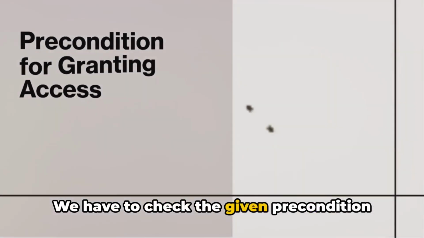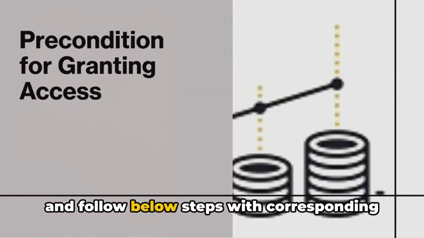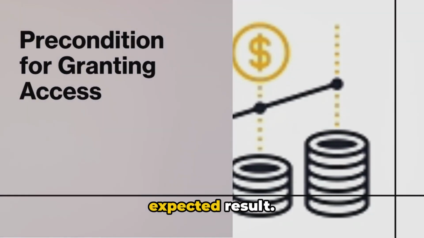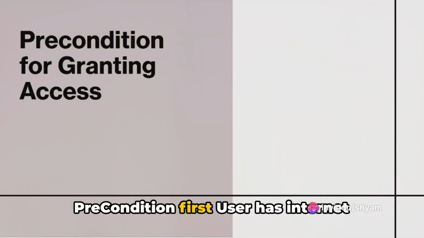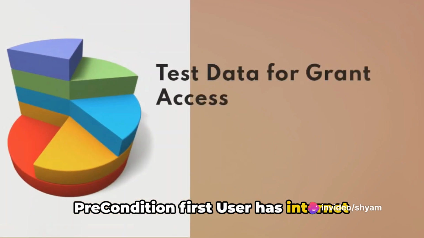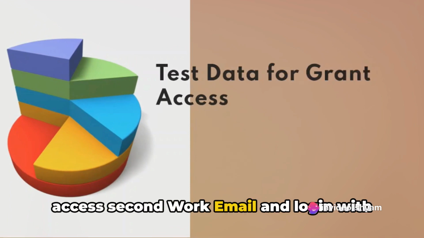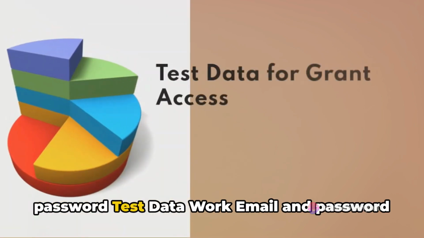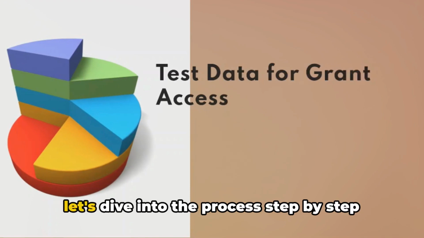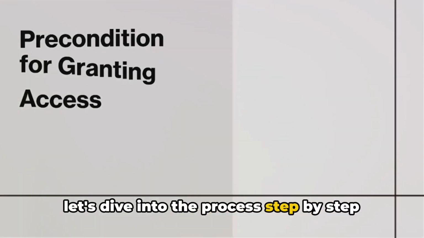We have to check the given precondition and follow the steps below with the corresponding expected result. Precondition: first, the user has internet access; second, a work email and a login with the password test. Data: work email and password. Let's dive into the process step by step.